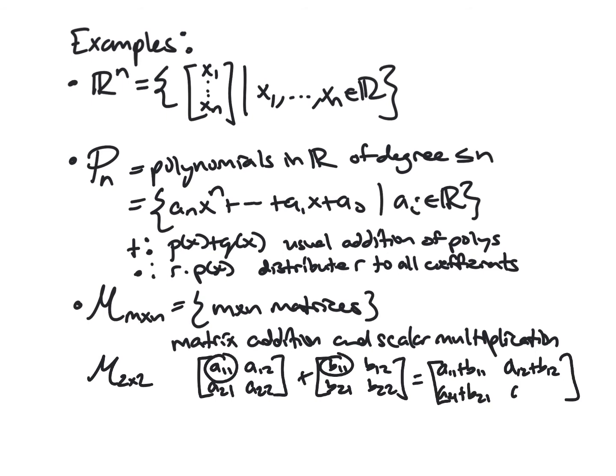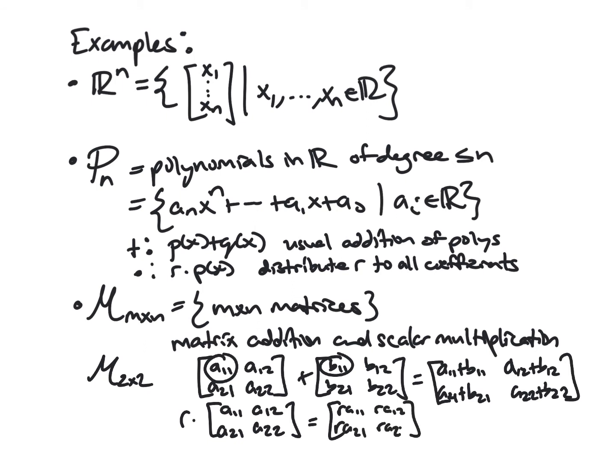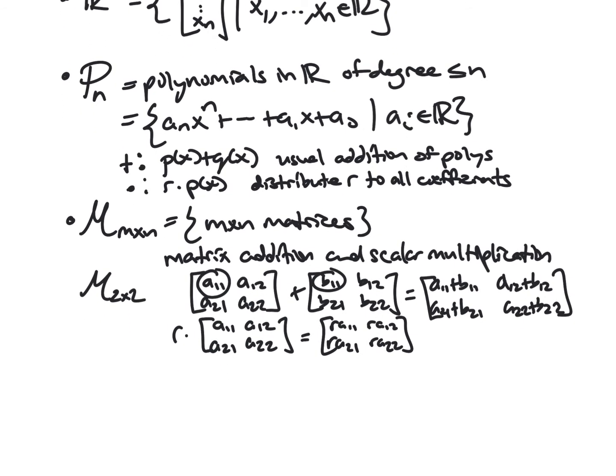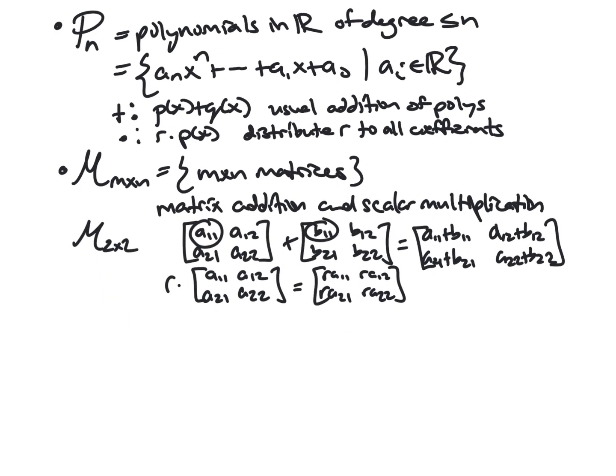Okay? And the scalar multiplication is also exactly what you would expect. You just distribute the scalar to all of the entries inside. So it just becomes ra11, ra12, ra21, and ra22. Okay? And it's pretty easy, hopefully, to see from there how you would do it for an m by n matrix. Nothing really changes. You just have more entries to deal with.